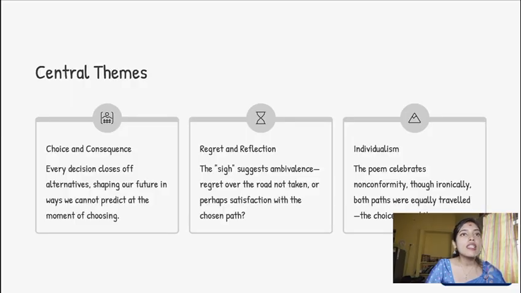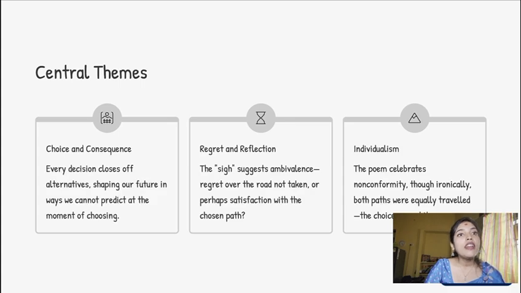Now we will discuss the themes of the poem. The first theme of the poem is choices in life. It is very clear that the poem shows that life is full of choices and every decision we make shapes our future. Even the poet was standing in a position where he had to choose which road to take, the first one or the second one. So that is the central theme, choices in life.